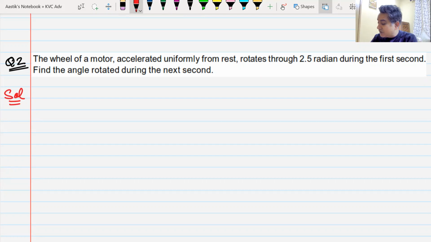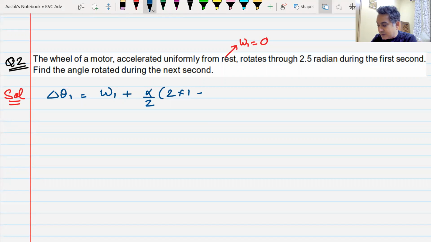The initial angular velocity is 0, omega 1 is 0. So you can do it in two ways. The first way is you apply the formula for displacement in the nth second. Displacement in the first second will be omega 1 plus alpha by 2 into 2 into 1 minus 1. From here you can find out omega is given as 0. You can find out the value of alpha. Do we understand this? Yes or no?